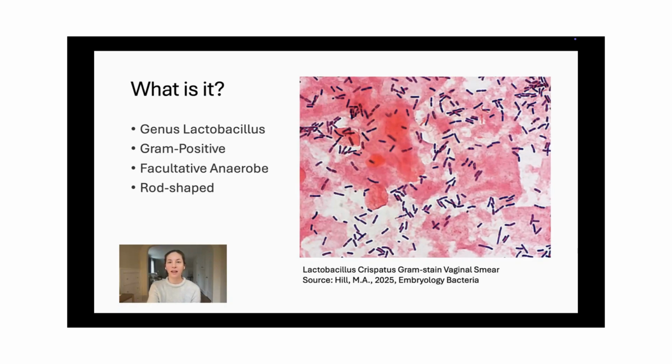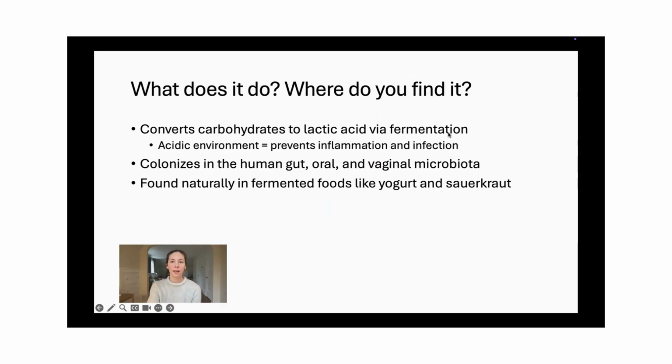Lactobacillus crispatus is a gram-positive facultative anaerobe rod-shaped bacterium, and here's a gram stain image of it; these purple rods are the Lactobacillus crispatus. It gets its name by its ability to convert carbohydrates to lactic acid via fermentation, and this creates an acidic environment where it colonizes in places like the human gut, the oral cavity, and the vaginal canal.